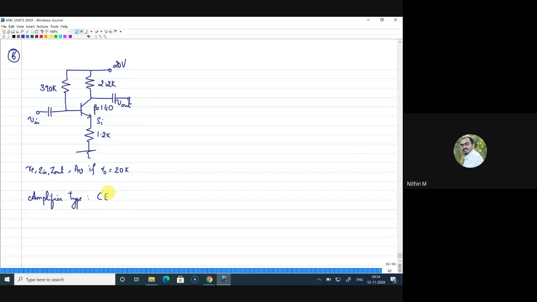Can I get answers from others in the chat box? Is this common emitter amplifier? Yeah, this is common emitter with degeneration. Yes, there is a degeneration resistance. So I'll identify this as common emitter amplifier with a degeneration resistance.